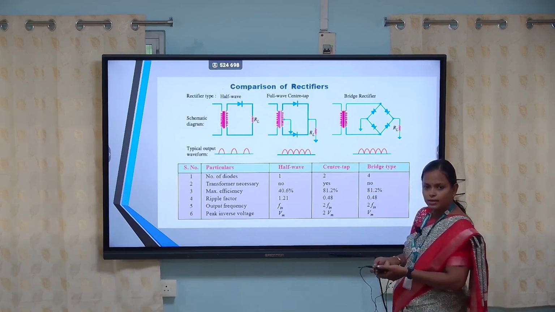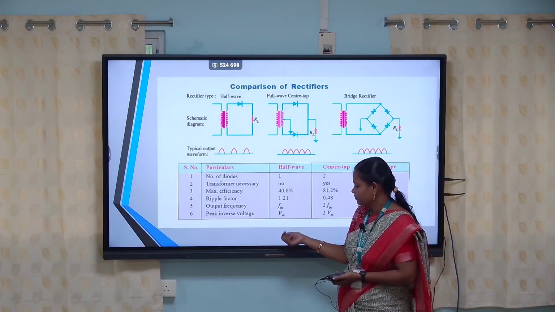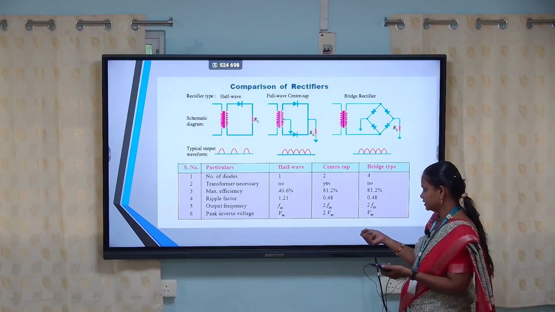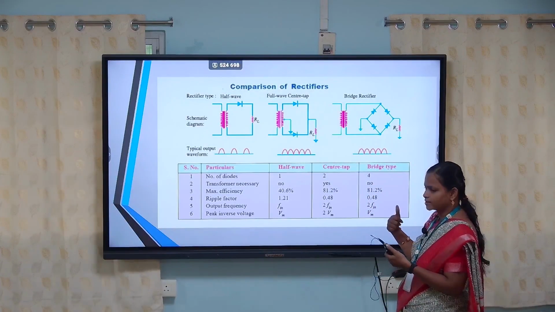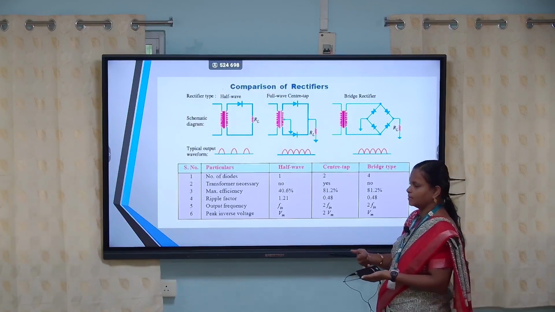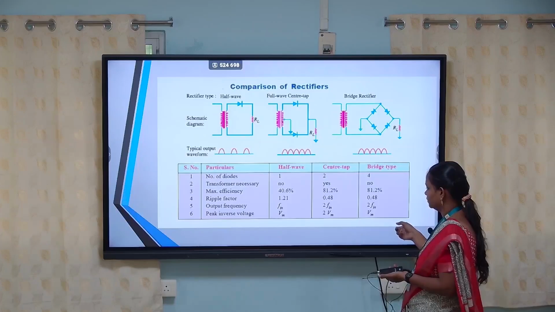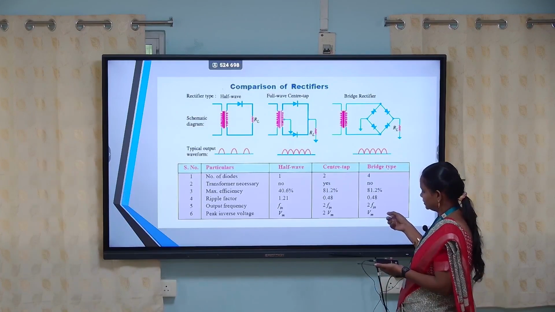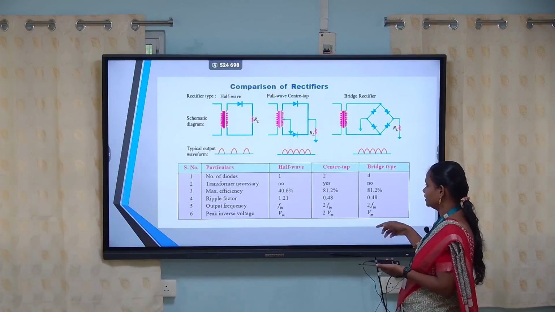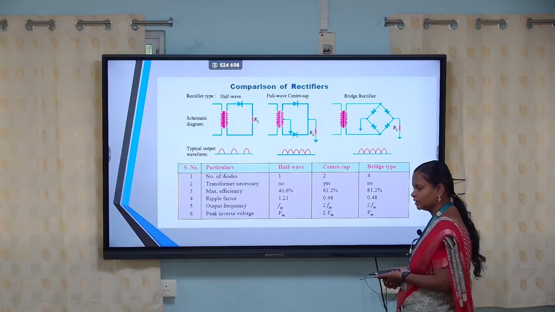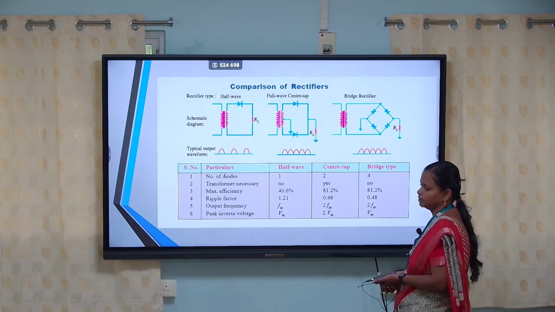Then the last one, the peak inverse voltage. In the half wave case, it is equal to the maximum voltage of the input supply. In the bridge type rectifier it is also equal, but in the case of the center tap, it is double the maximum voltage of the input voltage.